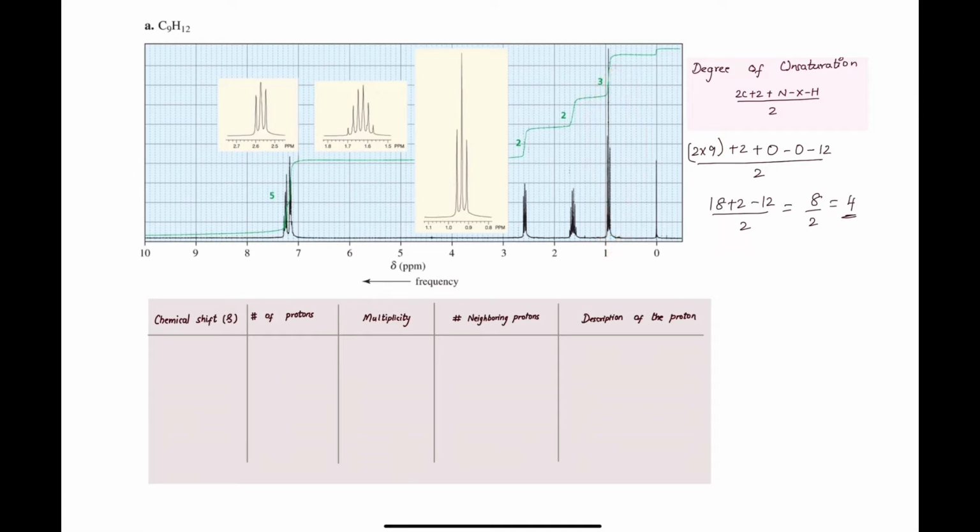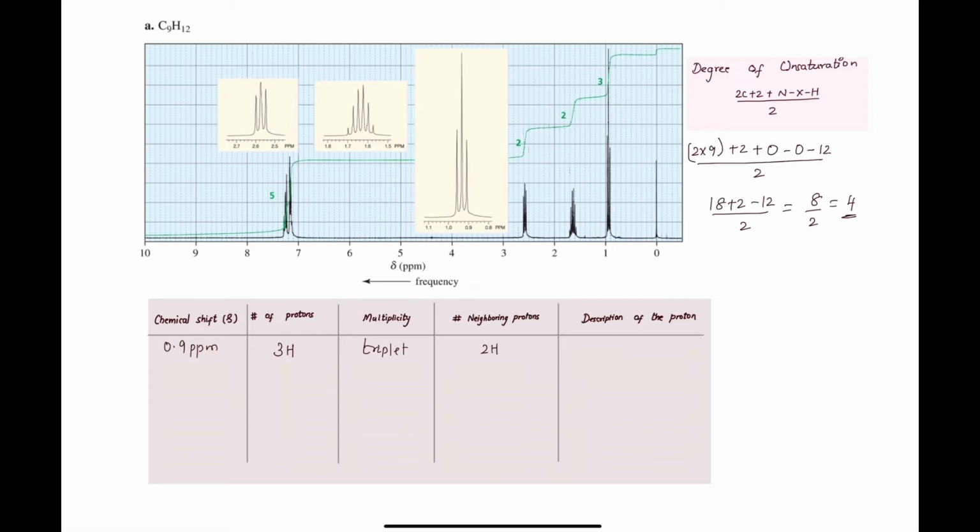So to begin with, let's take the very first peak in the upfield region. This peak is starting around 0.9, so I'm going to write it as 0.9 ppm. The total number of protons can be seen from the integration value here. This equates to 3 hydrogens, and the multiplicity is a triplet. In the blown up part of the spectrum, you can see there are 3 peaks, and therefore it is a triplet, which tells us this proton should be adjacent to 2 neighboring protons.